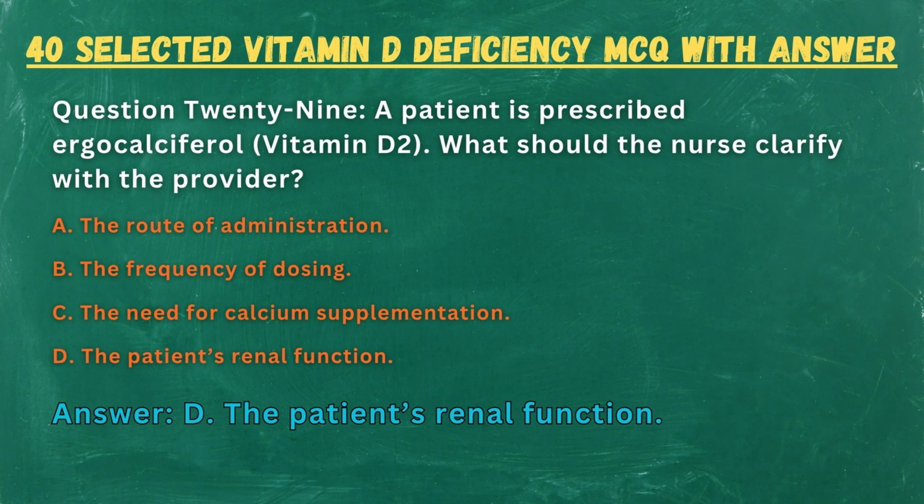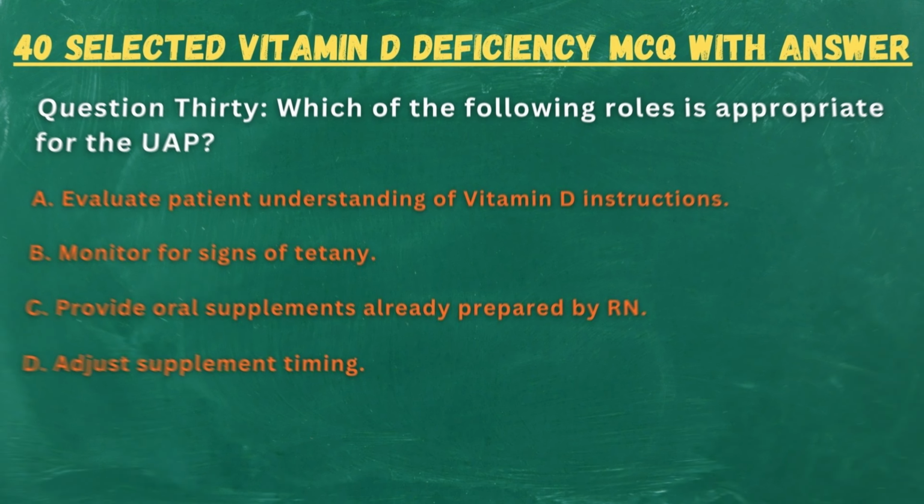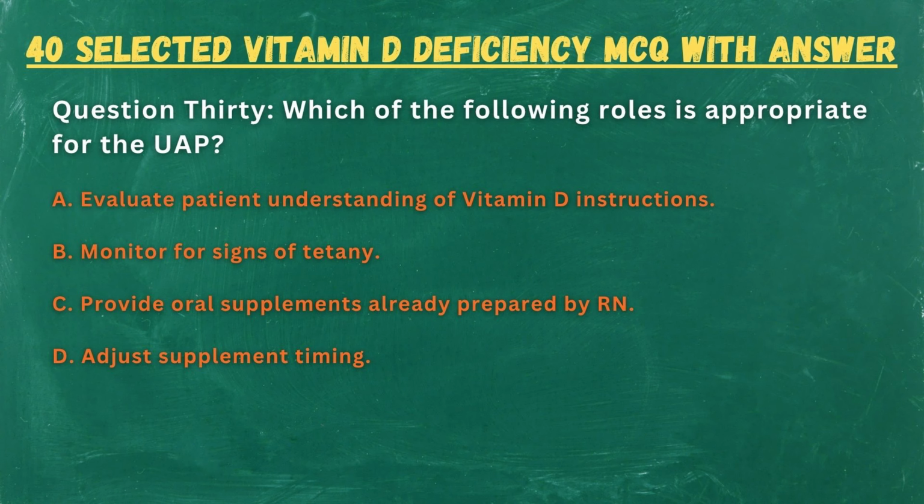Answer: D. The patient's renal function. Question 30. Which of the following roles is appropriate for the UAP? A. Evaluate patient understanding of vitamin D instructions. B. Monitor for signs of tetany. C. Provide oral supplements already prepared by RN. D. Adjust supplement timing.